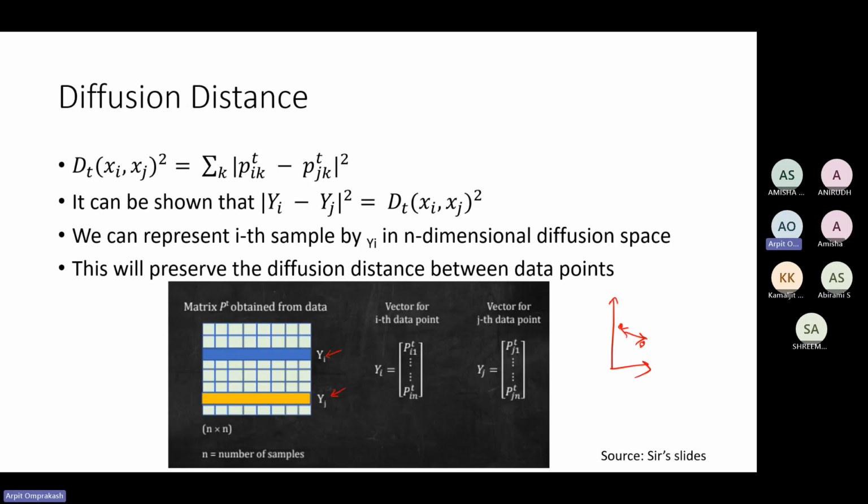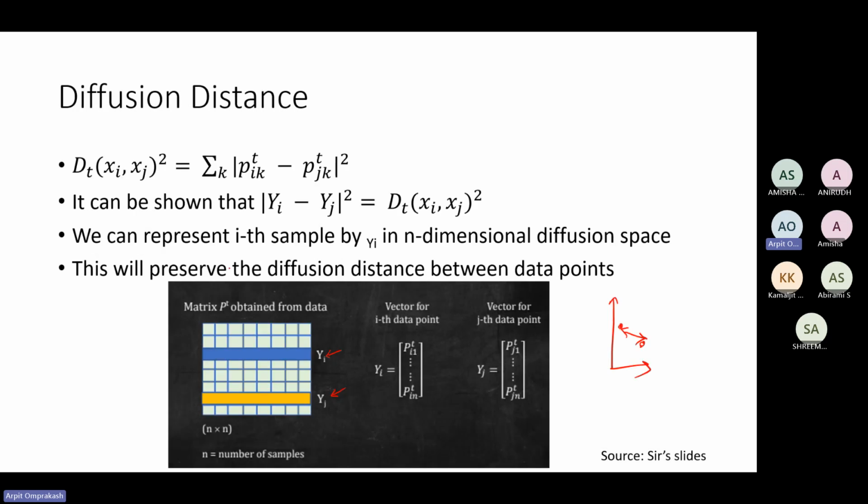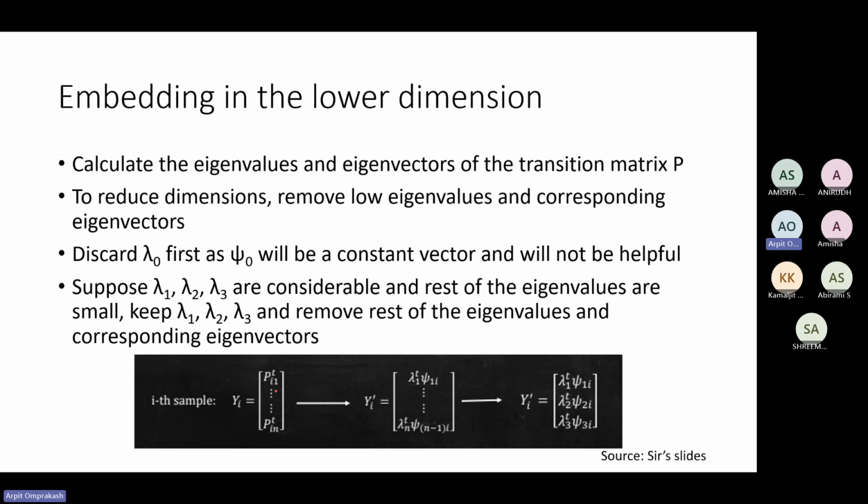So we understand that we can represent our data in this form, yi and yj. But we can also represent the ith sample using the form obtained from the PT matrix. T is something that we choose. So we have in n dimensions, the point yi given as this value, right? We can again make it into fewer dimensions by doing the following.